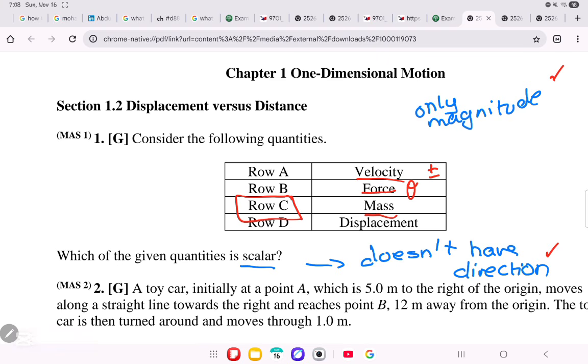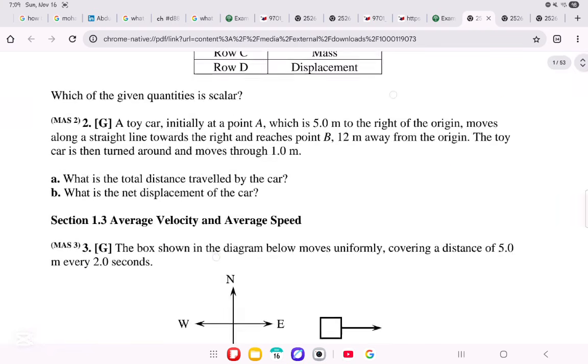And then last but not least, displacement. When you're looking at displacement, especially on a graph, you can go backwards and forwards and backwards and forwards, right? And you'll be adding and subtracting. But if you're looking at it from a distance point of view, you would add all of the times the object traveled. So displacement can be positive, negative. That means it's a vector quantity. So what's not a vector quantity? Which of the following is a scalar quantity? It is mass. We move on to question number 2.